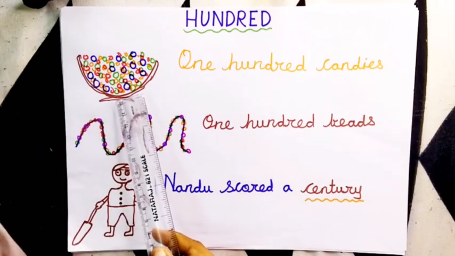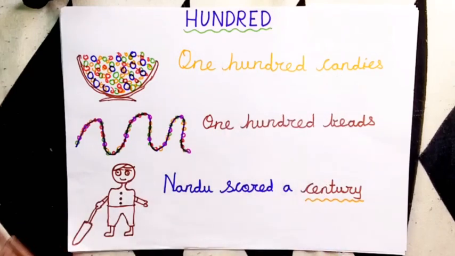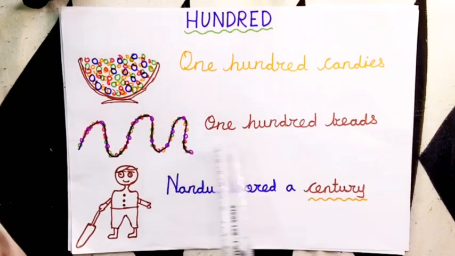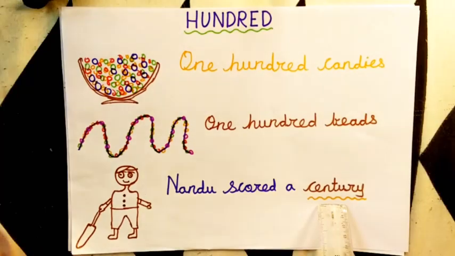Here in a dish, 100 candies are there. In one string, 100 beads are there. Many times we heard that Dhoni scored a century. Sachin scored a century. But what is meant by century? Century means 100 runs.